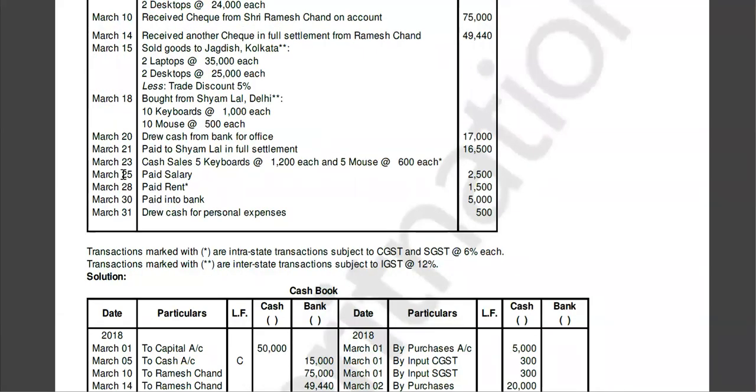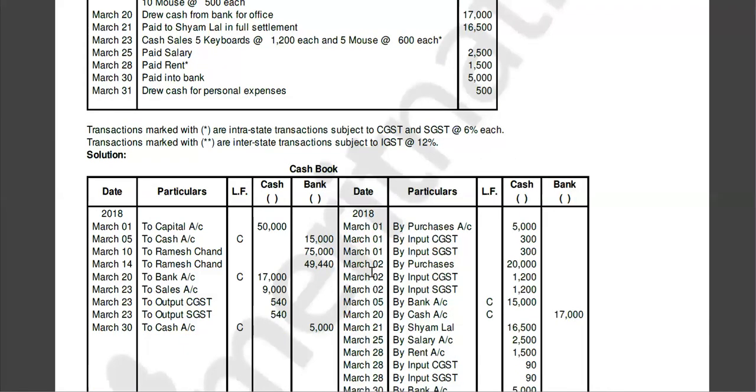After that, March 21, paid to Shamlal in full settlement 16,500. Paid to Shamlal. Okay, so Shamlal account debit to cash account. Cash account playing credit role. You just place your hand in the credit column and write 16,500 by Shamlal account.